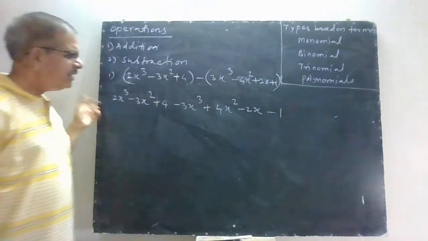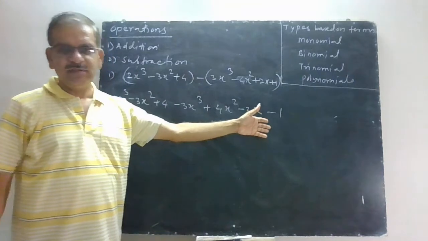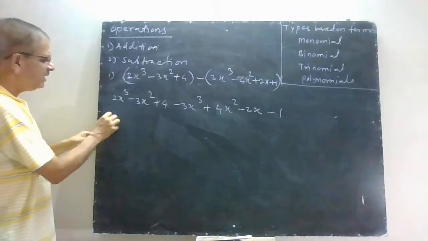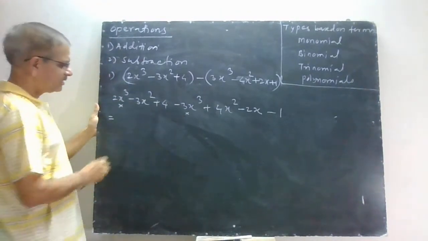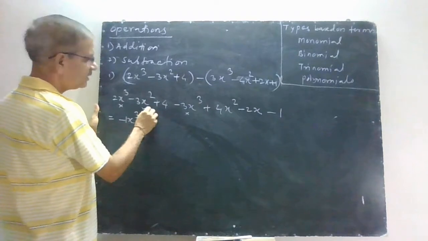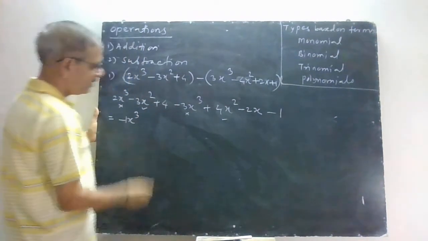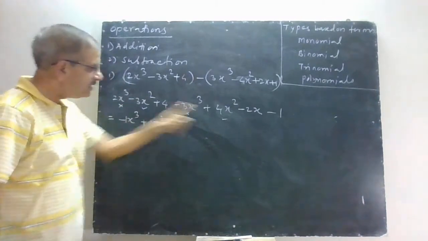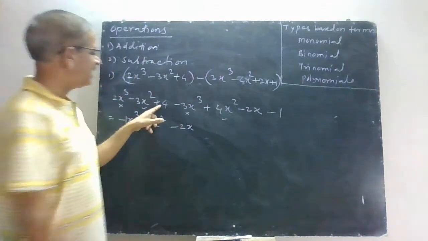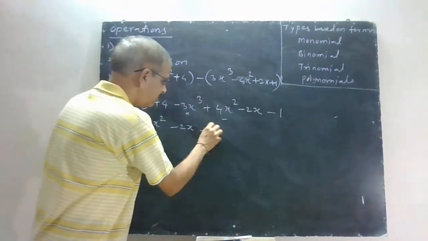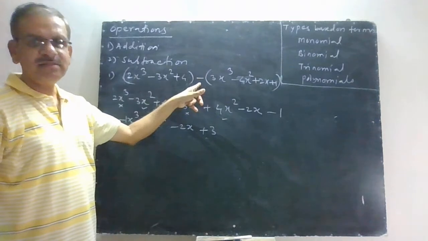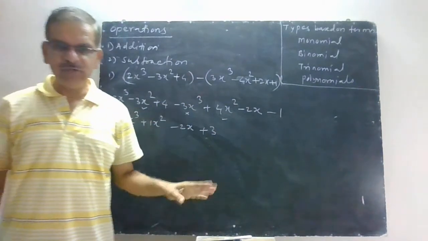1. Now it is just like an example of addition. Though it is an example of subtraction, after the first step it becomes an example of addition. Now it is 2x cube minus 3x cube gives you minus x cube, or you can write minus 1x cube. Then minus 3x square plus 4x square gives you 1x square, minus 3 plus 4, that is 1. Then the term of x, that is only minus 2x, and then plus 4 minus 1, that is plus 3. Now if you observe, it is just an addition after applying this negative sign. So addition and subtraction are actually the same thing.